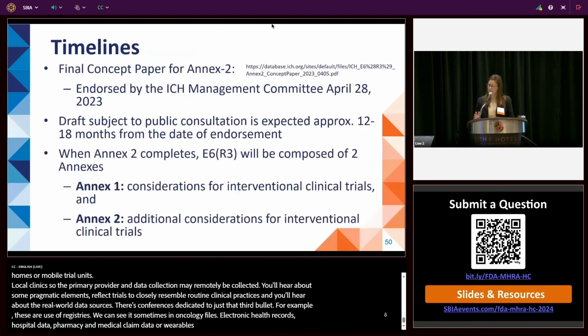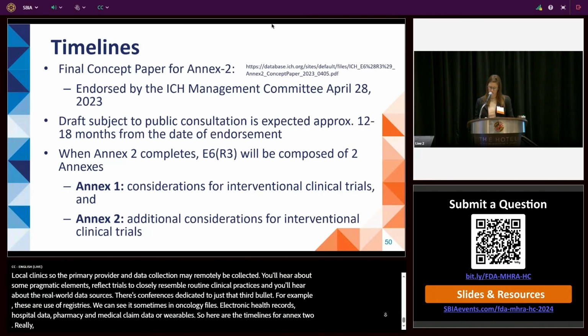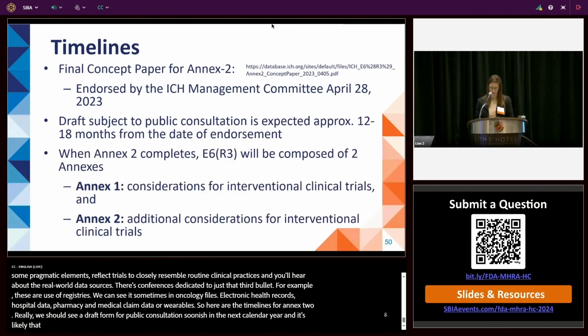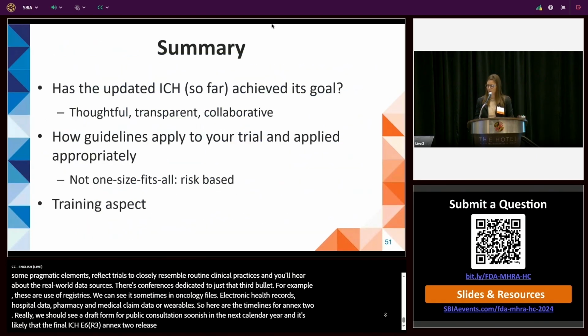So here are the timelines for Annex 2. Really, we should see a draft form for public consultation soonish in the next calendar year. And it's likely that the final ICH E6R3 Annex 2 release date will probably fall somewhere in 2025.